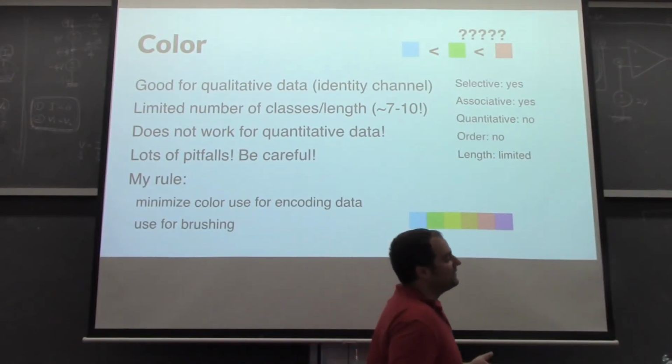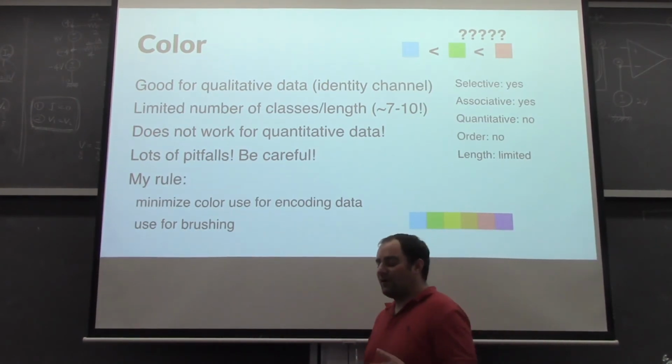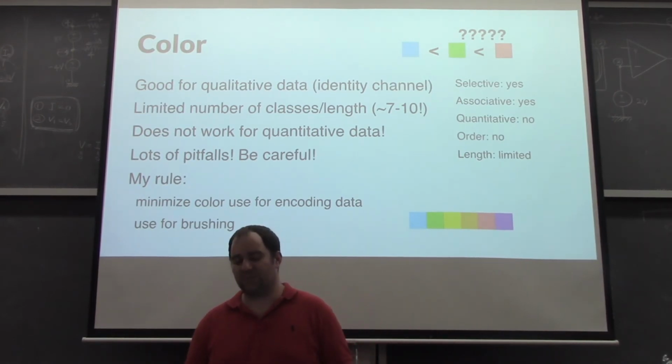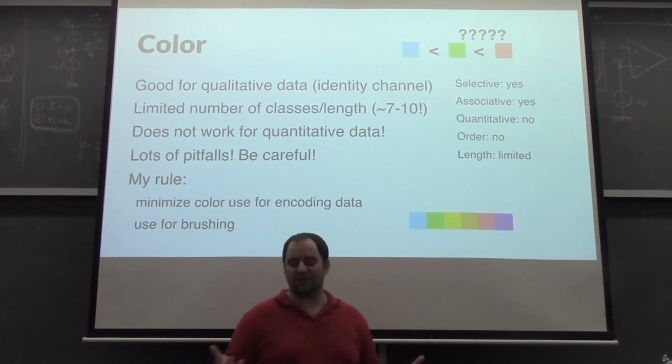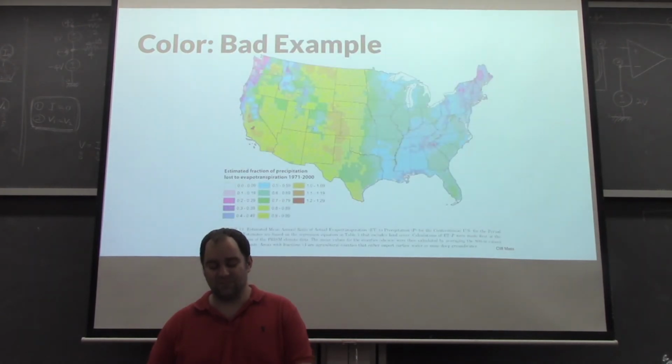So my rule here is to minimize color use for encoding data, used primarily for brushing, to also leverage these pop-out effects that we talked about, so that we have a clear distinction between a background and, for example, one selected color. Colors are selective, they're associative, they're not quantitative, they're not ordered, and we have a very limited length because we only have 7 or 8 colors that we can use.